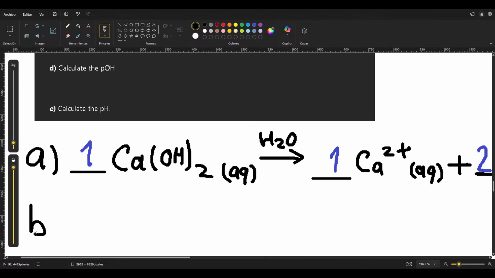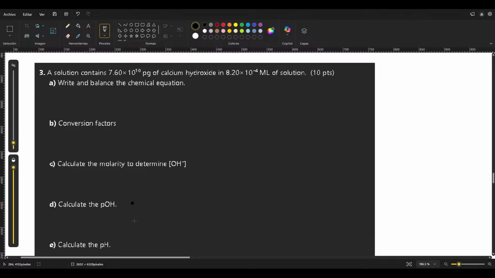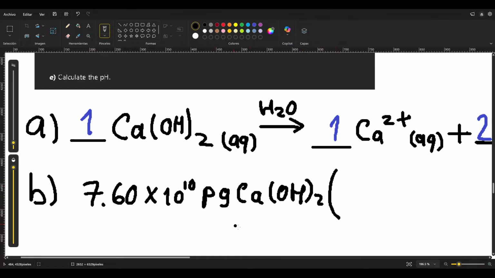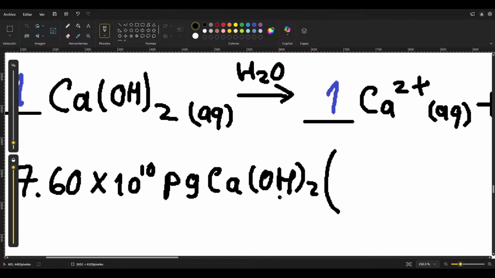Okay, conversion factors. We have 7.6 times 10 to the 10 picograms of this. Okay, so picograms.